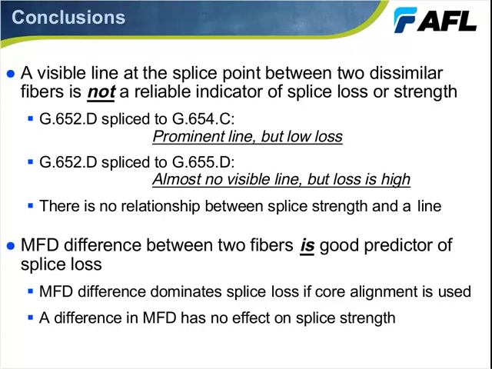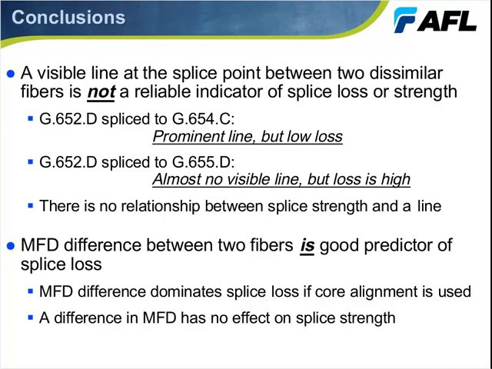Thank you. Next, how is the splice loss between G652D and G657 B2 and B3 fibers? Typically, it's going to be a little bit higher than a 652 to 652 splice.